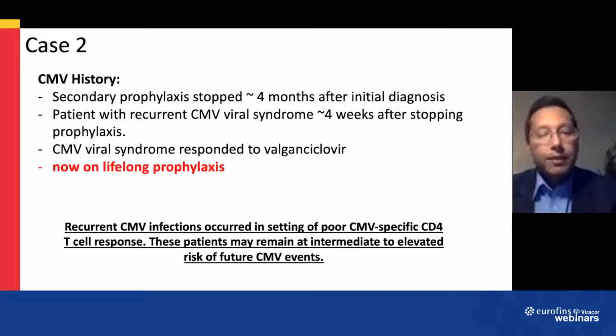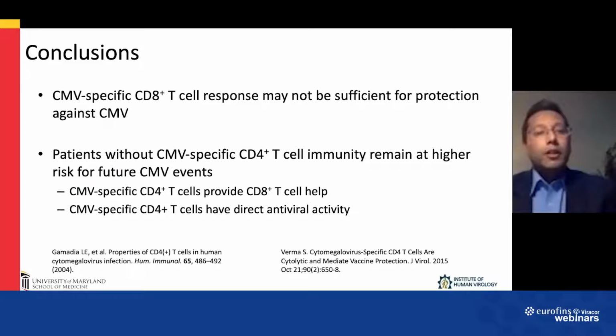In this case, it appears that our patient's recurrent CMV infections were occurring in the setting of poor CMV-specific CD4 T cell responses, suggesting that patients who have poor CMV-specific responses will remain at intermediate to elevated risks of future CMV events. So to conclude, from these two cases, and from what has been published in the literature, it appears that CMV-specific CD8 T cell responses may not be sufficient alone for protection against CMV, and that patients that do not have CMV-specific CD4 T cell immunity, as detected by the CMV T cell immunity panel, remain at higher risk for future CMV events.